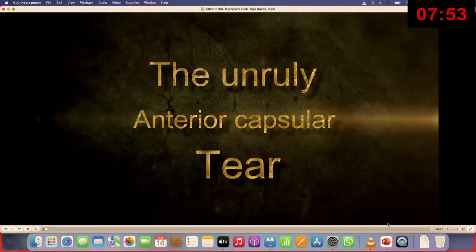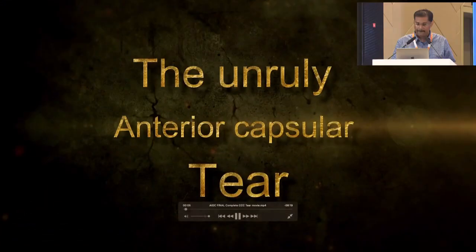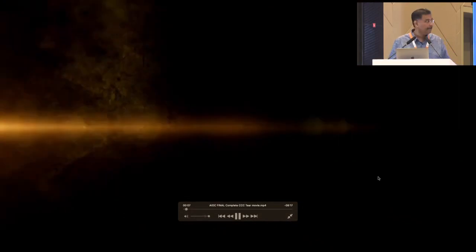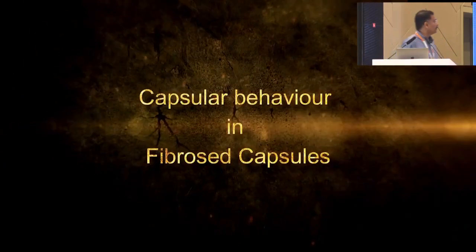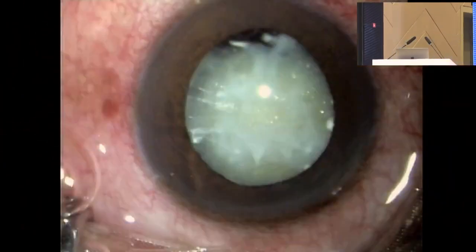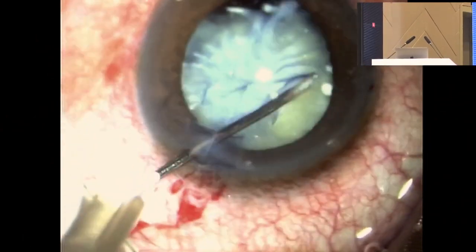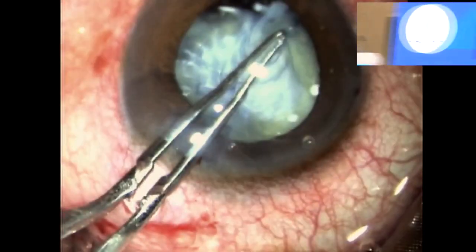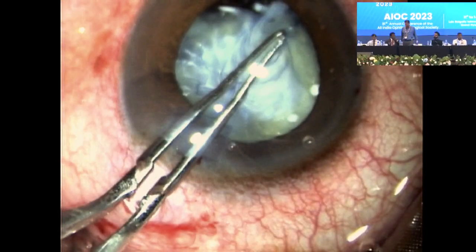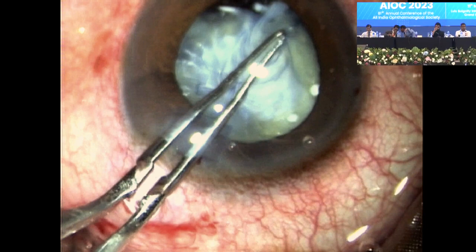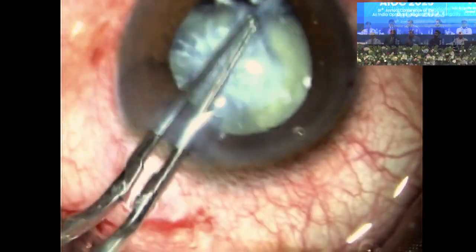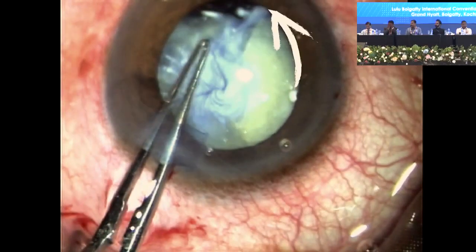So let's watch this: the capsule was torn and the ways in which we managed them. This is a case with a fibrosed anterior capsule. Now, fibrosis of the anterior capsule results in erratic tears in the anterior capsule. In this patient, you can look at the extensive level of fibrosis, and when the surgeon is trying, with the help of a utrata forceps, to pull on the anterior capsule, there's a tear that goes out to the periphery.